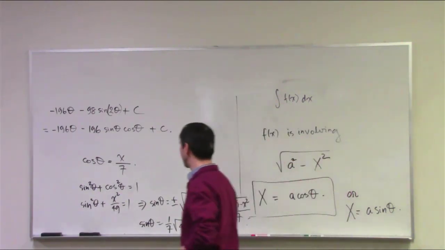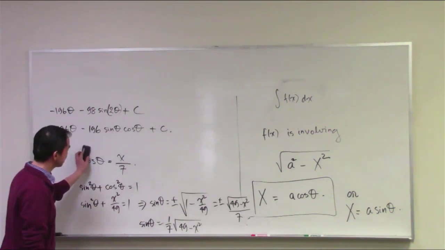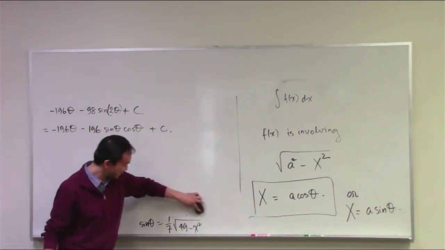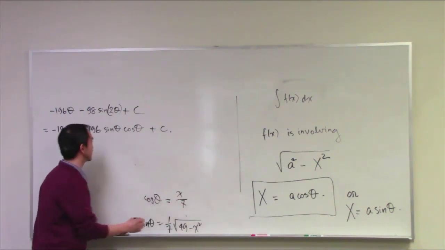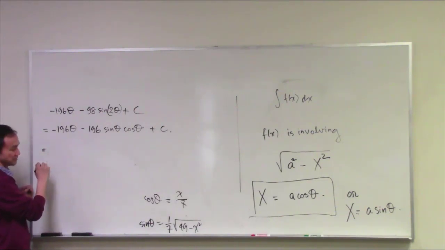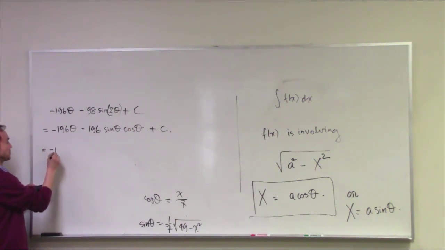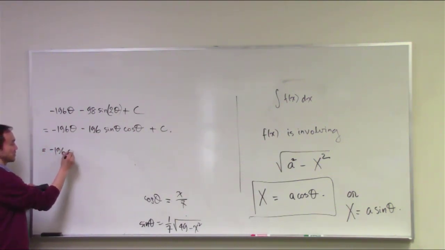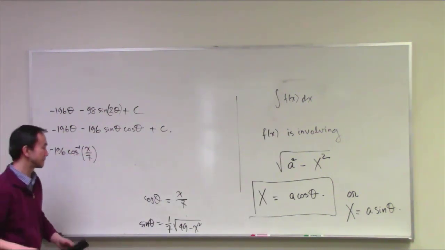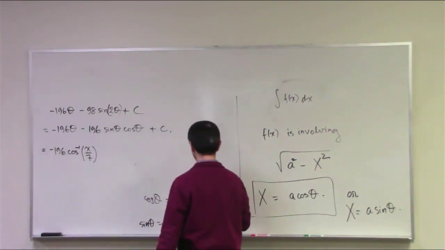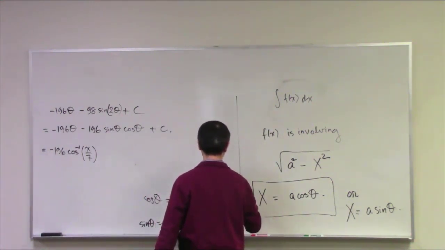So now in that way right here, now we're ready for putting the pieces together. Okay, so now we know that sine theta equals this, and then cosine theta equals x over 7. Now putting that together in here, minus 196 theta here is thought of as cosine inverse of x over 7. That's for the first term.